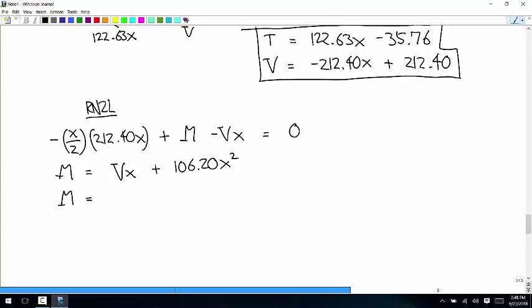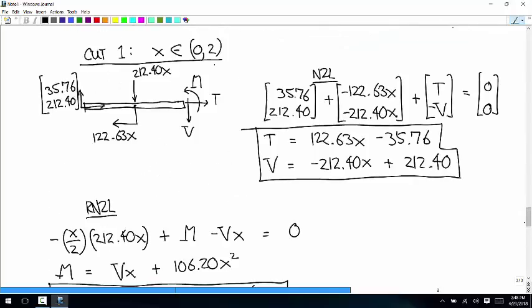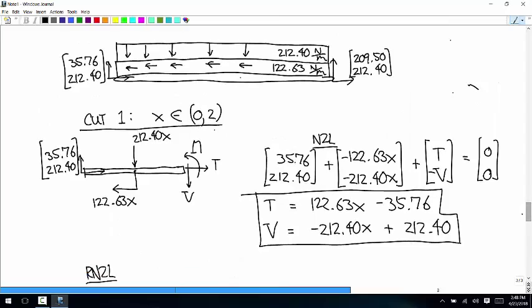And so M is equal to negative 106.20 x squared plus 212.40 x. The derivative test works. dM/dx is equal to V. dV/dx is equal to negative q. q is a downward distributed load, I hope. Yeah, negative 212.